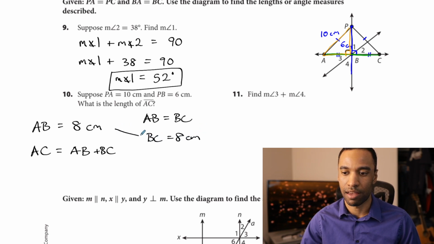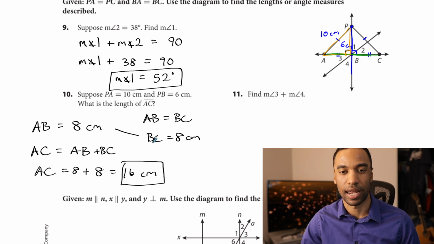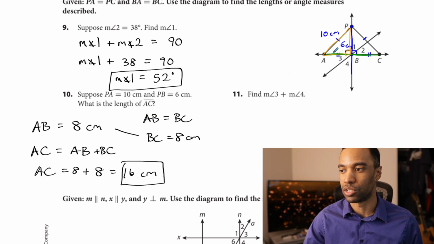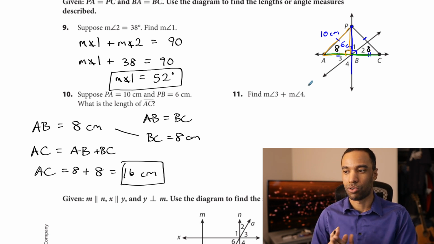So we know that we have 8 and 8 added up here. AC is 8 plus 8, which is 16 centimeters. Because they are both the same length, I just add them up or double them, and then I'm good to go. 8, 8, 16. That's the whole length.